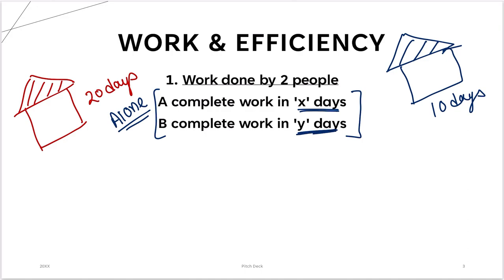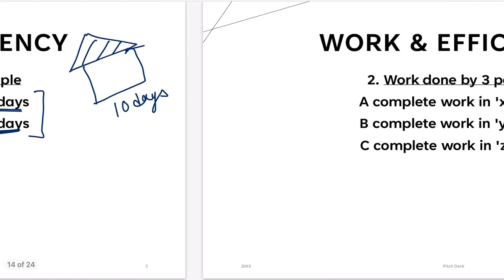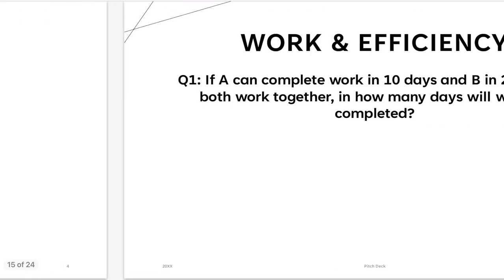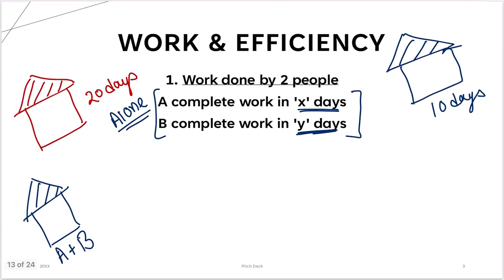So if both work together on the same house, so there is one house again. Rather than only A or only B, both A and B are working together, in how many days will they complete the work? This is what we are going to learn in this one. We will see this more by example. You just have to understand what the question is trying to say.